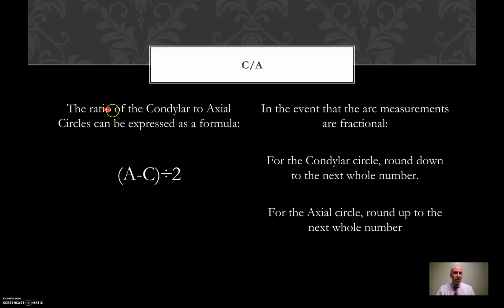All right, so moving on then, the condylar axial circle. This is the ratio of the condylar to axial circles or arc segments, and it can be expressed as a formula, which is, in parentheses, A minus C, so you do that first, divided by 2. That's probably my favorite part because it's a really straightforward part of the formula. In the event that the arc measurements are fractional, in other words, if you had a condylar 3.5, you would round down to the next whole number. So 3.5 becomes a 3. And for the axial circle, for example, if you had 4.5, you would round up to the next whole number, so that would become a value of 5.